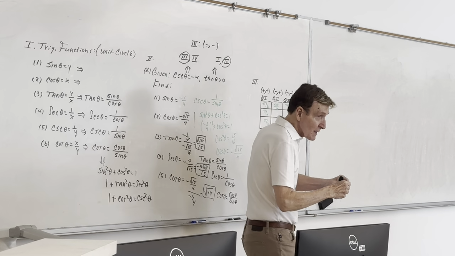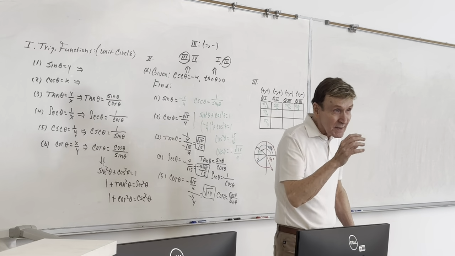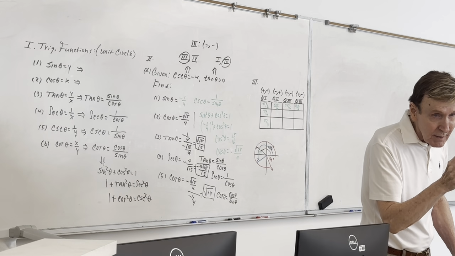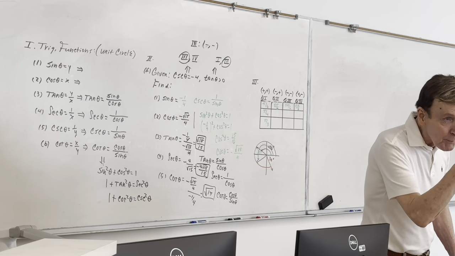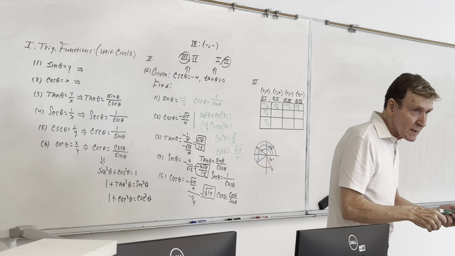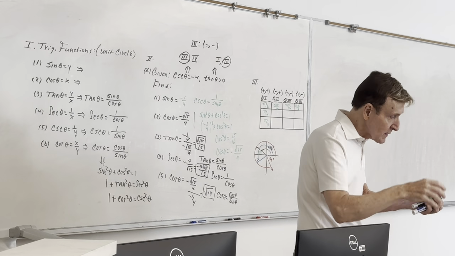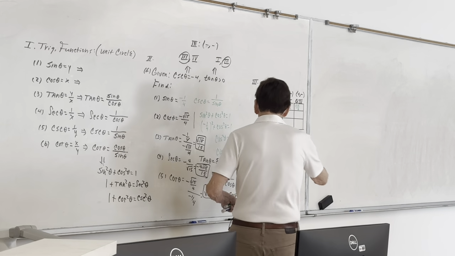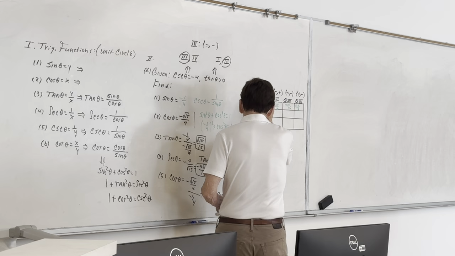And by the way, since I'm looking at pi over 6 first, does anyone recall the ordered pair after I dropped that perpendicular and went through a 30-60 right triangle? What ordered pair did I have on that unit circle that corresponded with pi over 6 or 30 degrees? Radical 3 over 2, comma 1/2. Look at that.